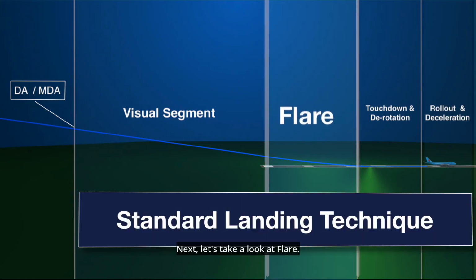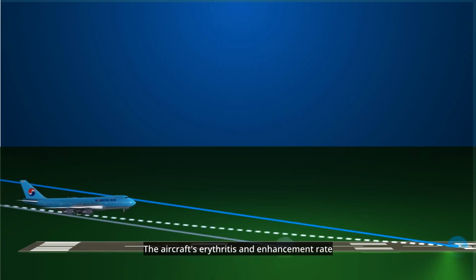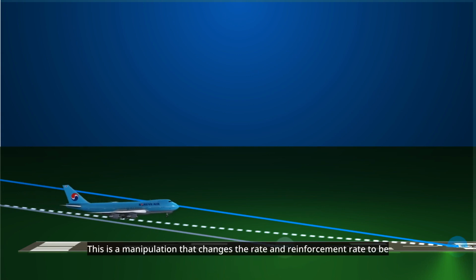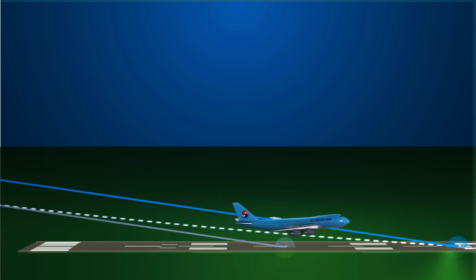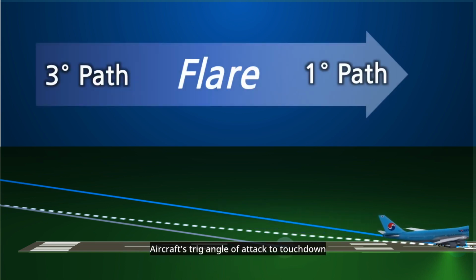Next, let's take a look at flare. Flare uses the aircraft's descent rate and adjusts it. This is a manipulation that changes the descent rate to be appropriate for the landing. The exact flare is to gradually reduce the aircraft's descent rate, from the angle of attack at approach to touchdown, to 1 degree.